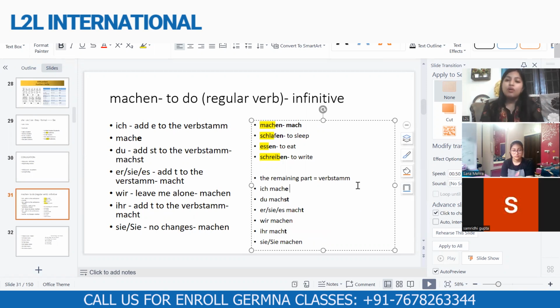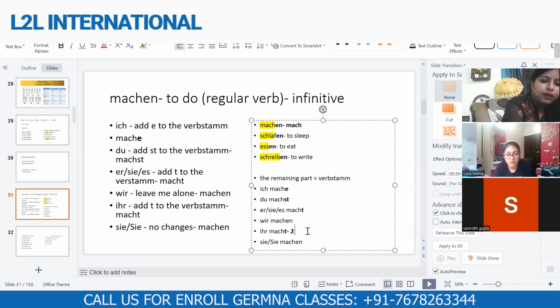All the regular verbs will follow the same pattern. Now, I am not guaranteeing 100% of the regular verbs. There can be some verbs which make certain changes in the stem part. Let's consider 2% of the verbs which will not follow any rule. But all the regular verbs will follow this pattern, adding endings to the verb stem.